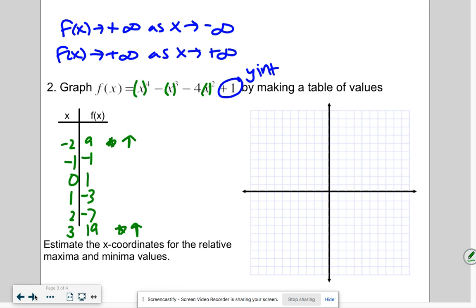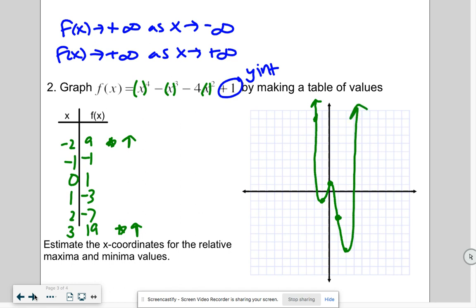So I can stop there and plot a few points. Negative 2, 9 is up here. And negative 1 is here. 0, 1, 1, negative 3. 2, negative 7, and then it's going to turn back around, which I don't have enough space for. So it's going up on this end, and it's going to go down, turn, hit there, and then go down, and then come back up, okay?